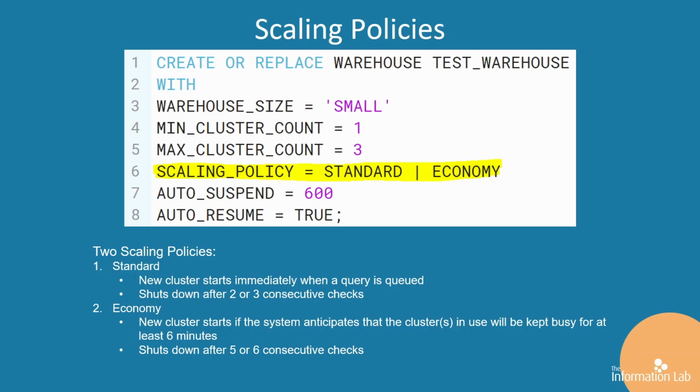The other policy is economy, and this is when a new cluster will start only if the system anticipates that the cluster or clusters that are in use will be kept busy for at least 6 minutes. So if the system anticipates that the clusters that are in use will be used for, say, 4 minutes, it will not fire up those new clusters. It will let the queries compute, and then the queued queries can then compute after those on the same cluster. And the economy scaling policy will shut down after 5 or 6 consecutive checks. And again, these consecutive checks are at 1-minute intervals.